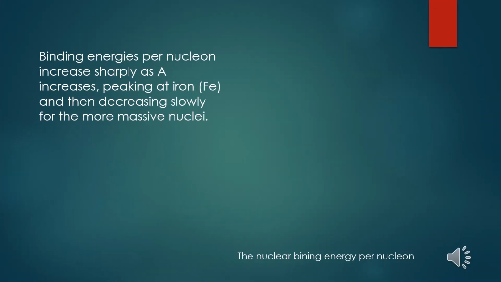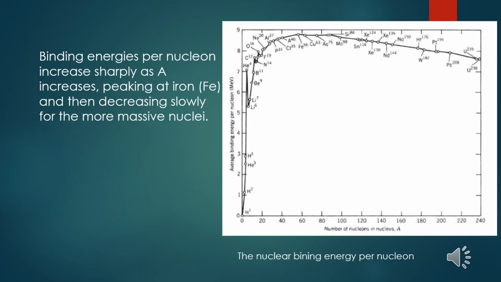Binding energy per nucleon increases sharply as A increases, peaking at iron, and then decreases slowly for the more massive nuclei. In the next slide, you can see what I was talking about just now: the graph of nuclei binding energy per nucleon.